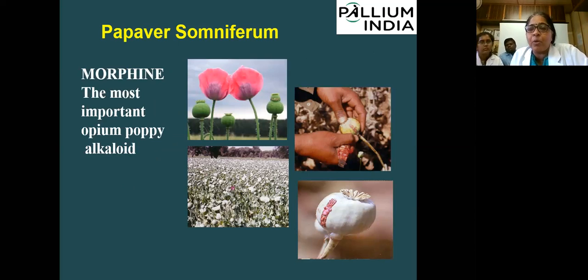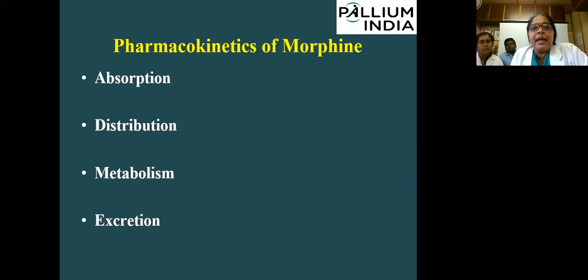It is from the poppy. It is an alkaloid from the poppy plant, Papaver somniferum. Next slide. And the pharmacokinetics of morphine is the reason why we can say these things. And what do we mean by that? It means how much of this drug is absorbed, how does it get distributed, how does it get metabolized, and how does it get excreted.